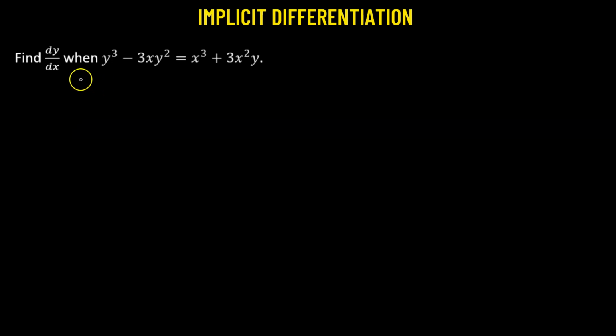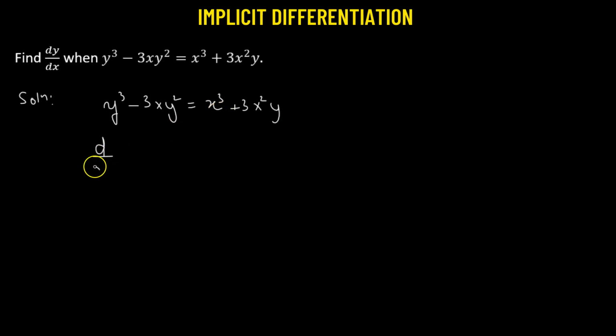We need to obtain the derivative of y with respect to x given this implicit equation. Right. So we have here y cubed minus 3xy squared equals x cubed plus 3x squared y. What we'll do, we'll take the derivative on both sides with respect to x. Let's do that. So we'll take the derivative term by term.